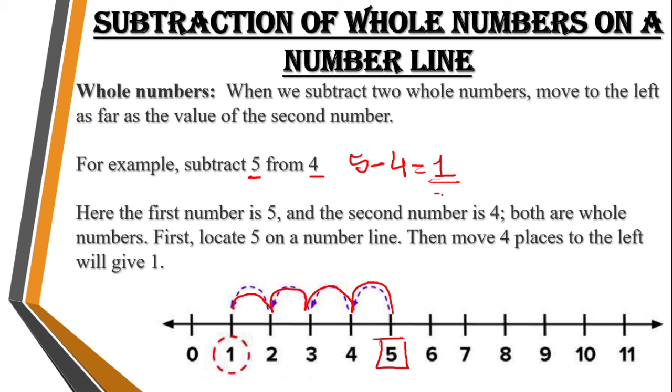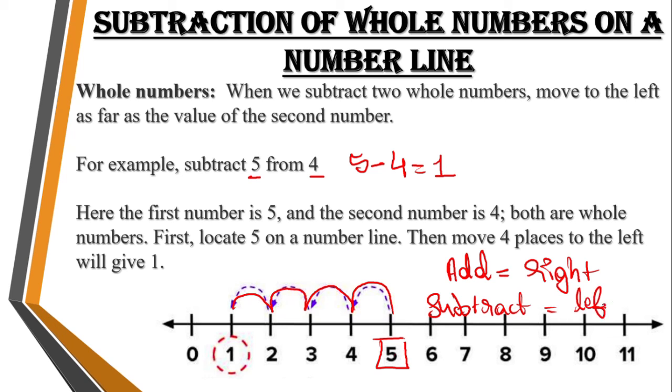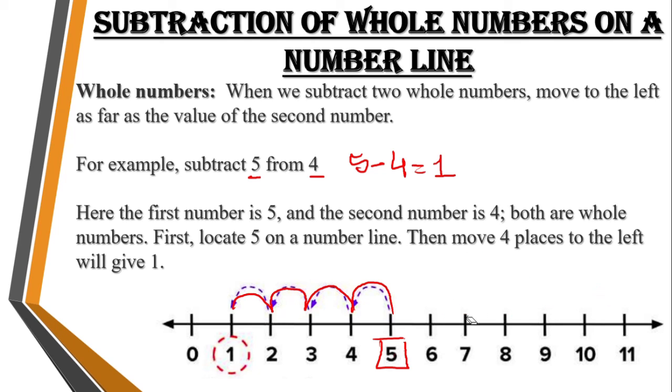See here, simple, right? In addition, the same steps. Subtraction also same steps. The only difference is, in addition, we move towards the right, and in subtraction, we move towards the left. That's it. That's the difference. So same steps only, but in addition we move towards the right, and in subtraction we move towards the left.